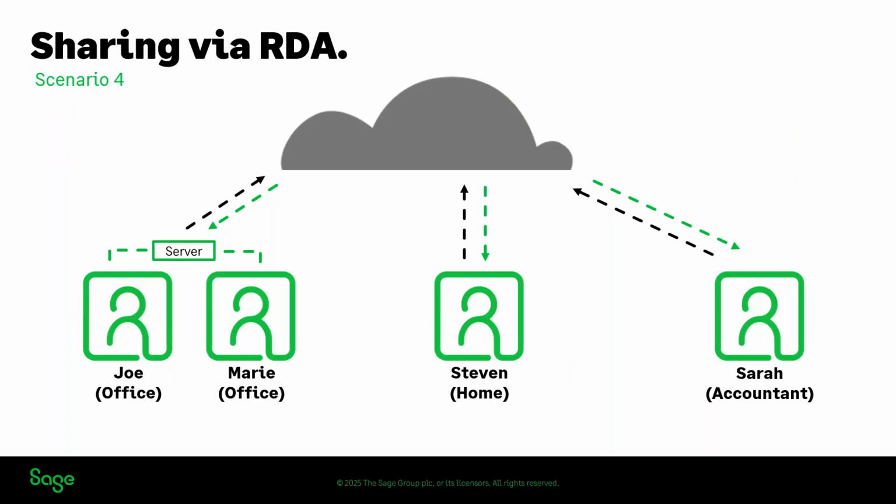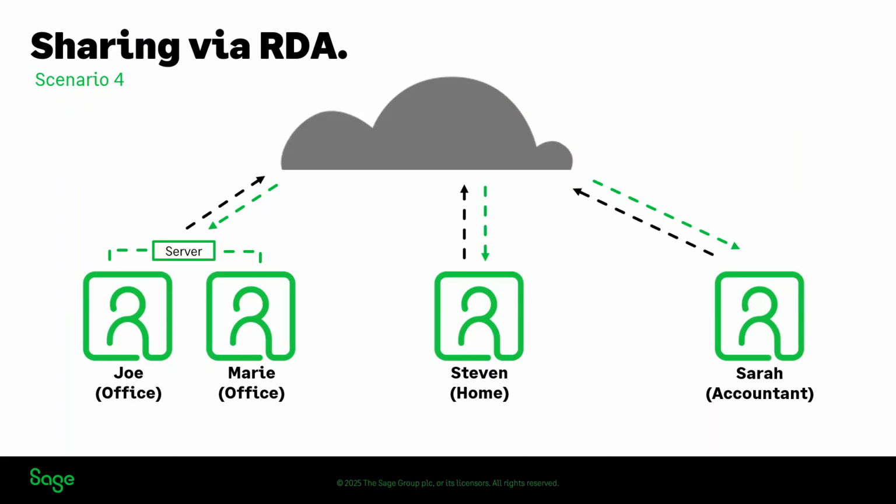Now you can have remote data access set up in the office with the server as well, but they would be classed as one site, one location. Although they are two separate users using their own machines, because they're working from the same data location, i.e. on the server, they class as that one site.